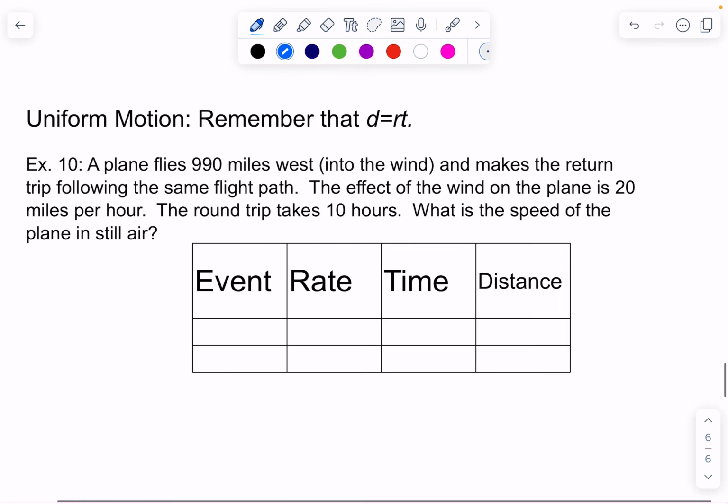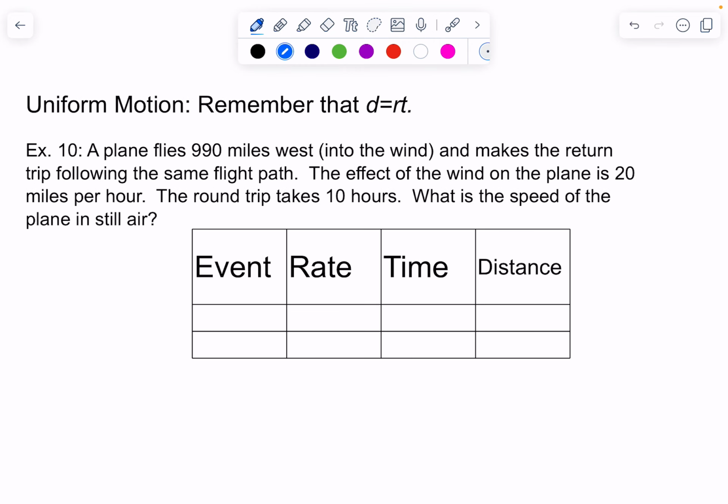All right. Now, uniform motion. Let's remember, going back in time here, that distance equals rate times time. Okay, it's going to be very important for this question. A plane flies 990 miles west into the wind, so that's going against the wind, and makes the return trip following the same flight path. The effect of the wind on the plane is 20 miles per hour. The round trip takes 10 hours. What is the speed of the plane in still air?